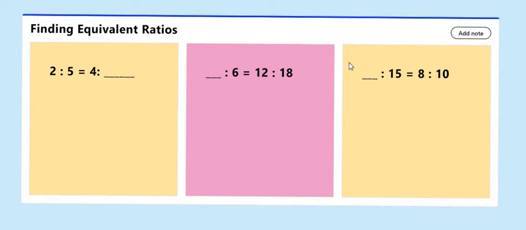Hi students, welcome back to another quick video on how to find the missing portion in a pair of equivalent ratios. Alright, now in order to find the missing portion, we can rewrite both ratios as fractions.